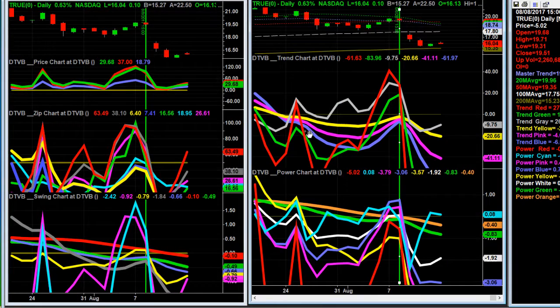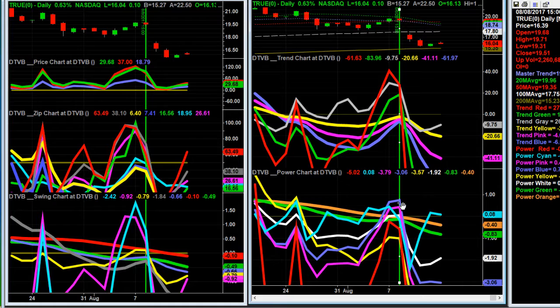The next one I want to show you is in a stock that's $19, I guess. It closed on this day here at 19.51. And we have trend red down significantly, trend gray down in a low angle down. And we have a lot of post tops, or in other words, low angles on peaks. Power blue and power pink.